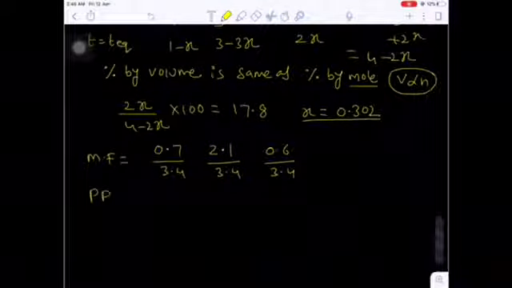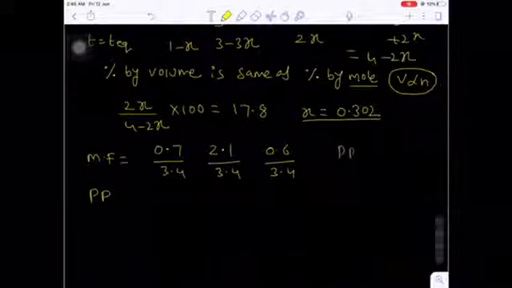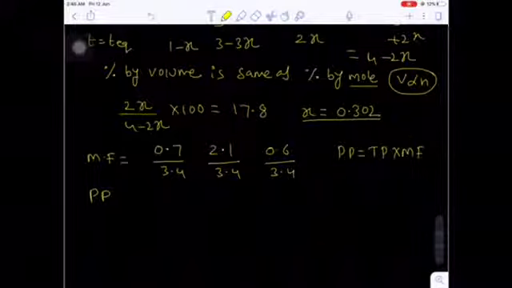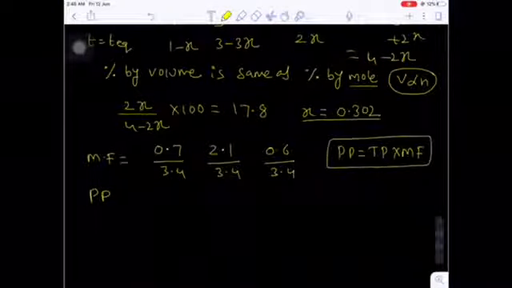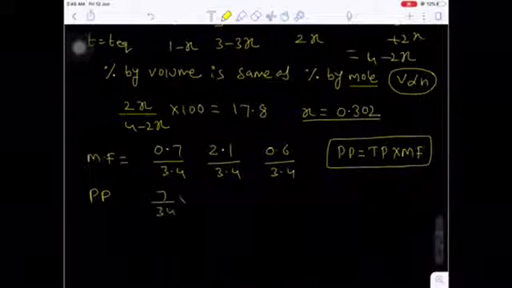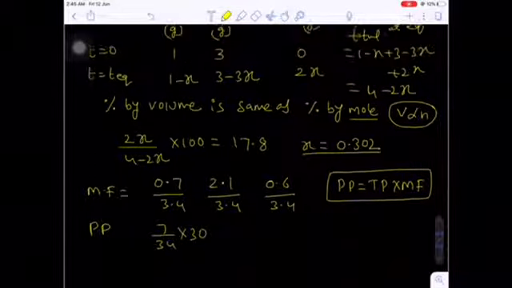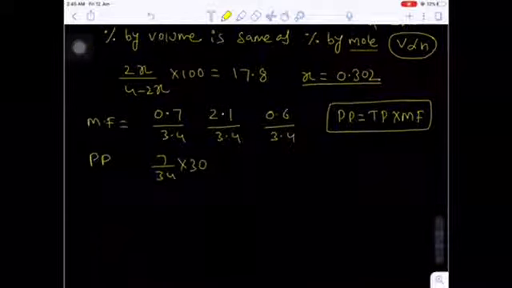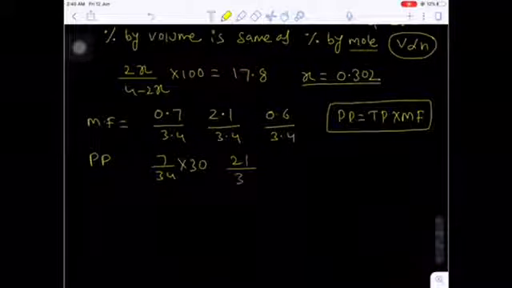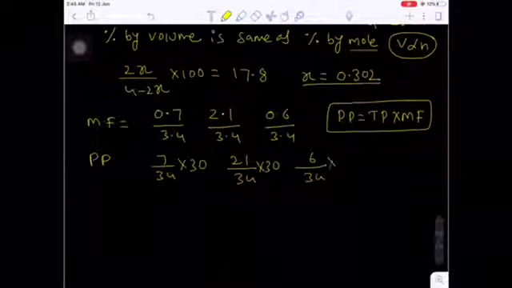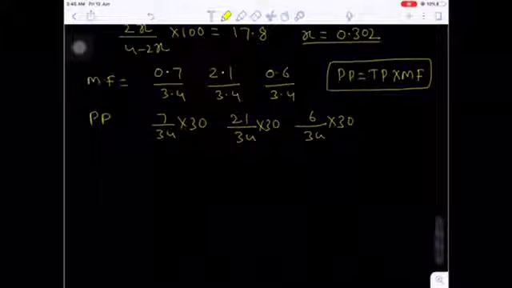Mole fraction. After getting the mole fraction, we can find the partial pressure. How? Partial pressure is equal to total pressure multiplied by mole fraction. In the question the total pressure is given as 30 atm. So here 21 by 34 into 30, and here 6 by 34 into 30.